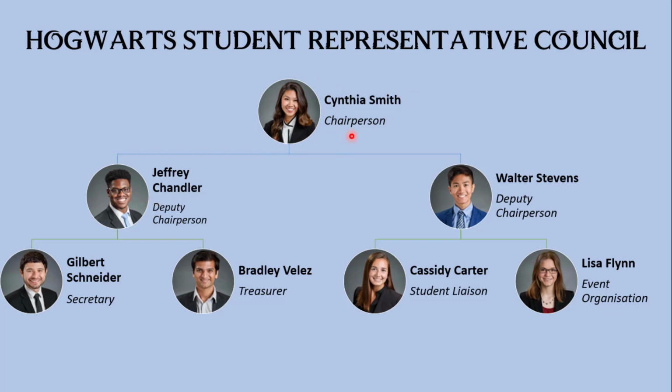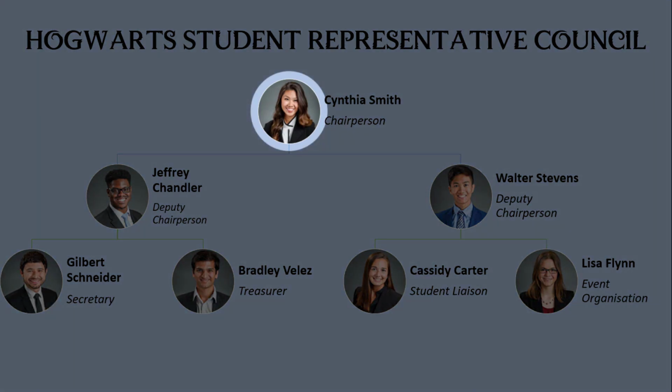this circular action, and we can talk about Cynthia as the chairperson, or we can chat about Jeffrey being the deputy chairperson, and then the people that report to Jeffrey, and then the same thing with Walter and the people that report to Walter within the Student Representative Council. But this can be a little bit cumbersome and a little bit annoying for our viewers to watch because of the movement of the mouse the whole time. So what we can do is we can add a spotlight effect, which looks like this.